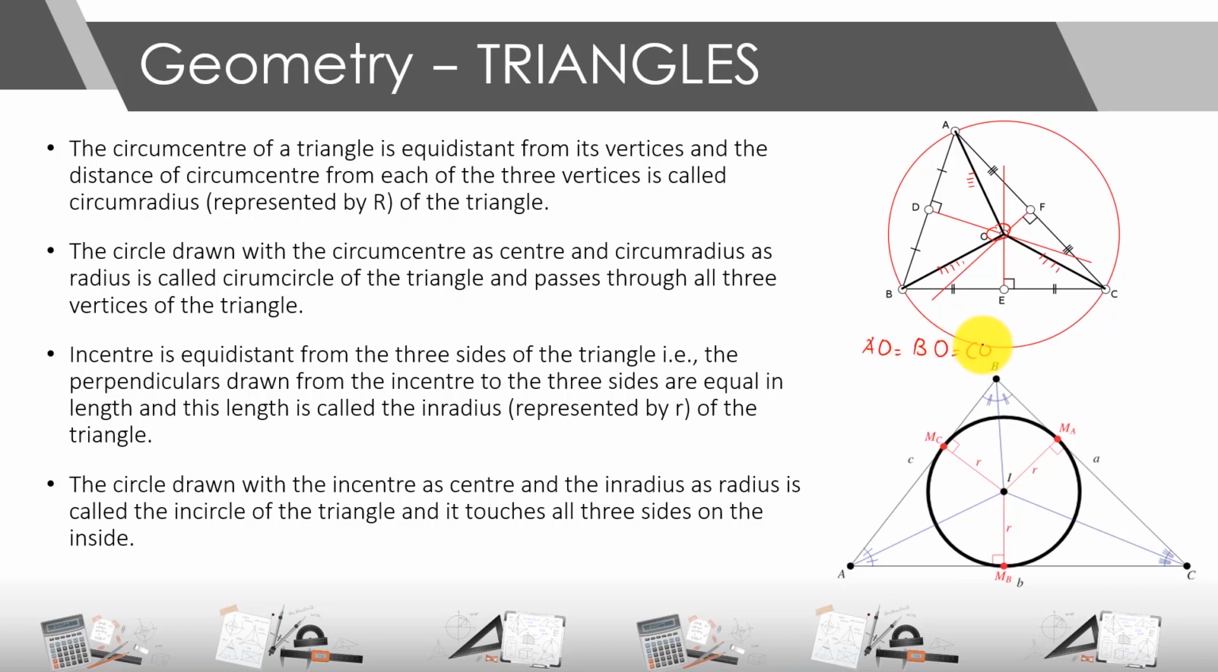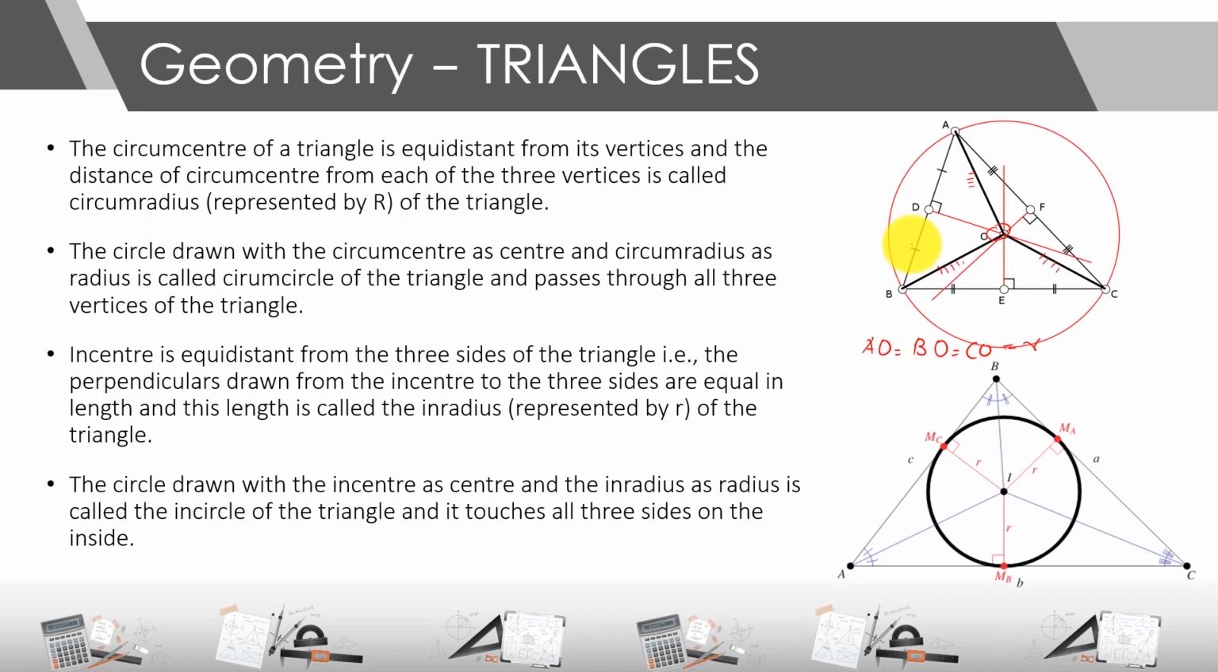Now since all these three are equal, we can take O as a center and create a circle with the radius AO, and that circle will pass through all three of the vertices. So the property of circumcenter is that it is equidistant from the three points, and you can create a circle which will pass through all the vertices, and the triangle will be inscribed inside the circle.